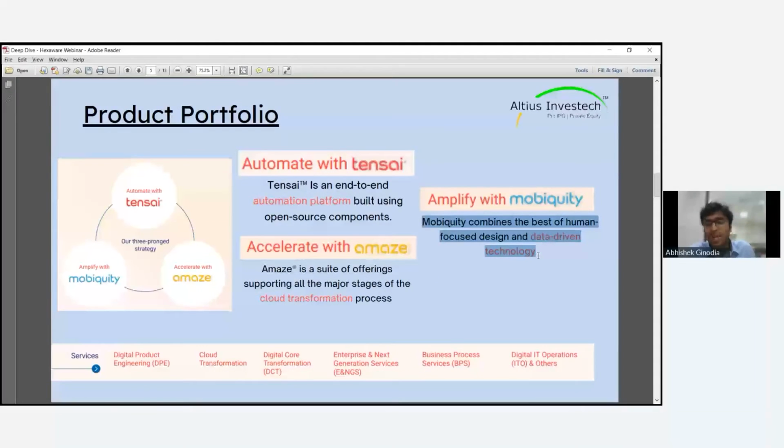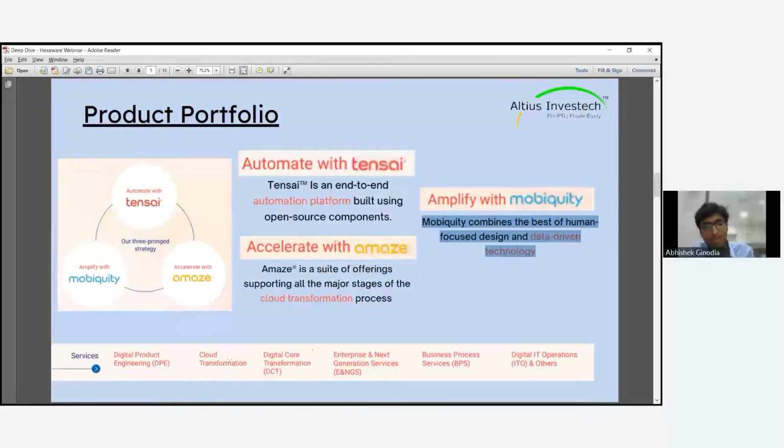And the idea was to add a data analysis and a data-driven tool set which can be clubbed with Tensai and Amaze, and then that can be offered to Hexaware's customers. So this is how the entire product portfolio of Hexaware is made out. So one is an automation platform, the other is a cloud transformation platform, and the third is a data-driven technology platform. Right? And how they combine these three offerings into various services is what is mentioned here.